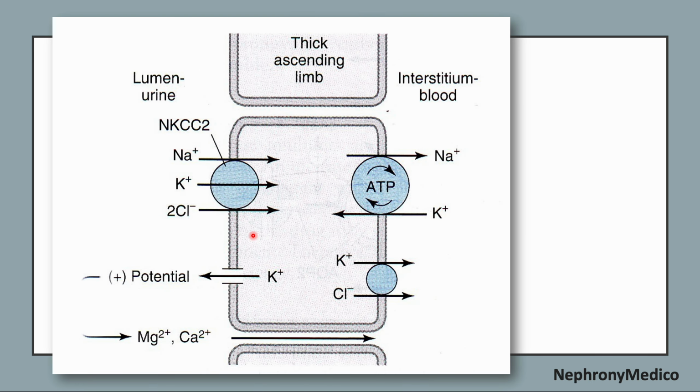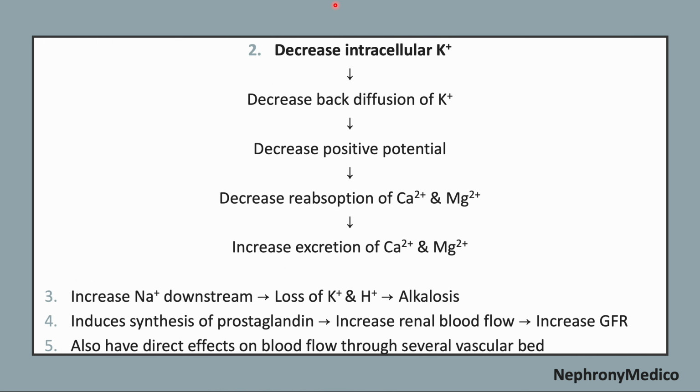This is a picture showing the mechanism of action of loop diuretics. There is decreased intracellular potassium. There is decreased back diffusion of potassium, and there is decreased positive potential. There is decreased reabsorption of calcium and magnesium, and there is increased excretion of calcium and magnesium. There is increased sodium downstream, which leads to loss of sodium, loss of potassium and hydrogen, leading to alkalosis.